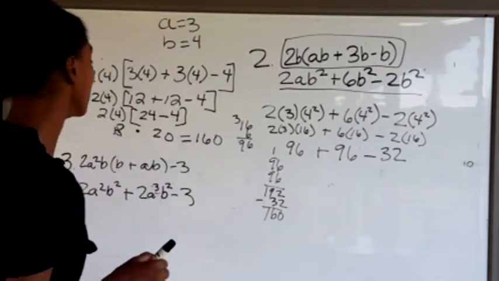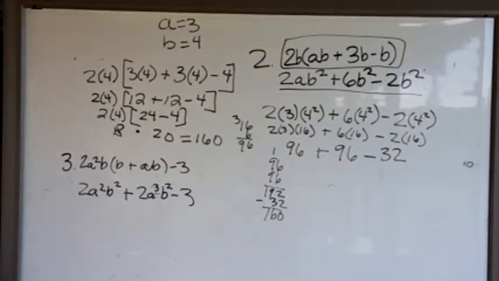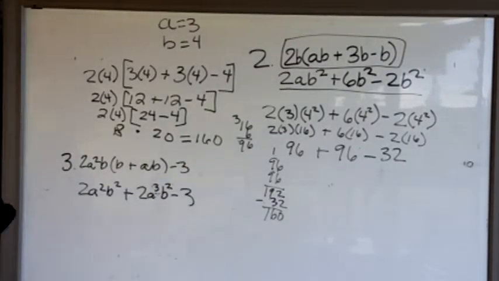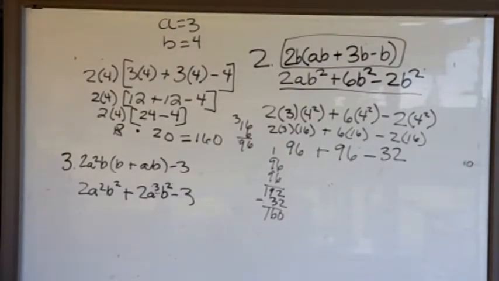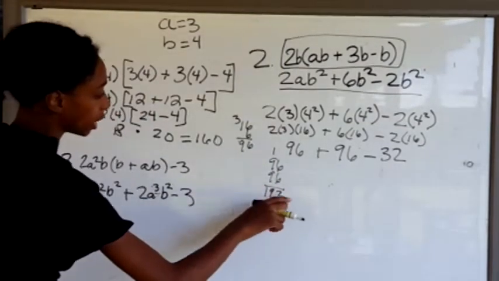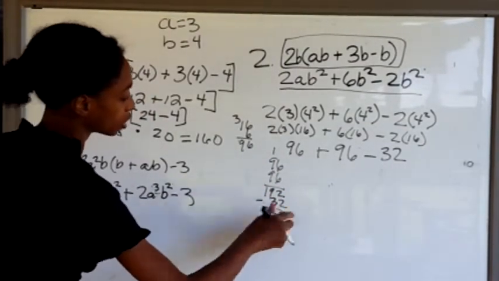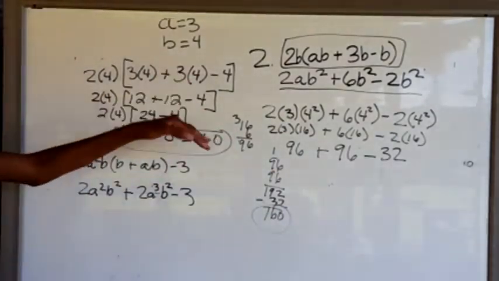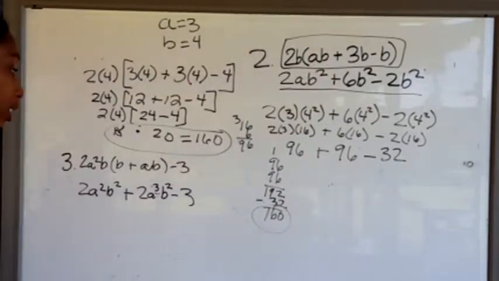No, that's right. Oh, 160. That's right. 160 and 160. So we get the same answer. So we did 96 plus 96 got 192. 192 minus 32 is 160. So we got the same answer doing it. So that means that we distributed correctly.